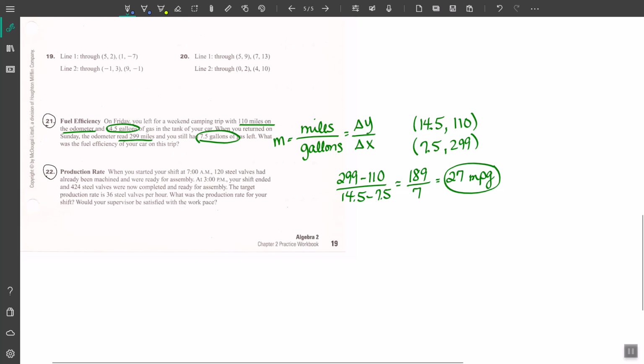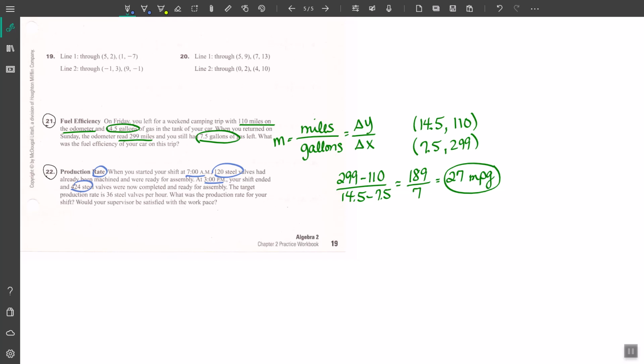All right, and on this last one, you can actually see the word rate in the title of the problem. So we're looking here at production rates. We're going to look at the rate of change in your work, the production rate, how fast you're working in this problem. When you started your shift at 7 a.m., 120 steel valves had already been machined and were ready for assembly. At 3 p.m., your shift ended, and 424 steel valves were now completed and ready for assembly.